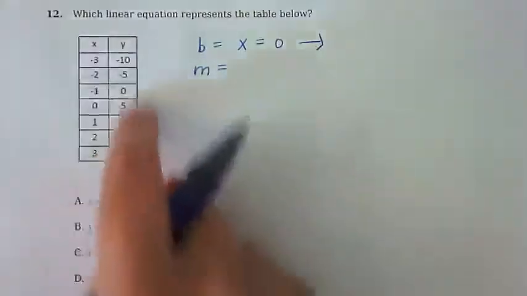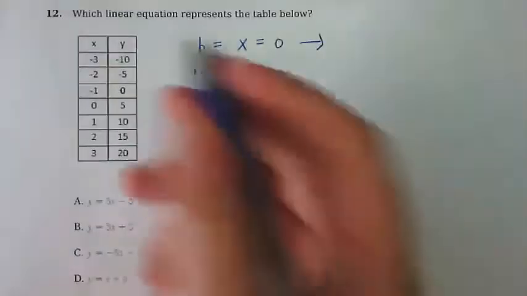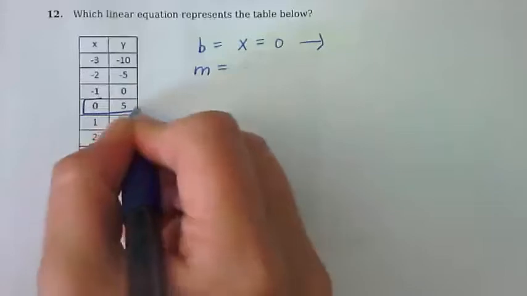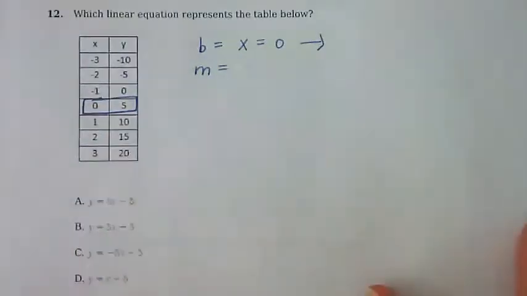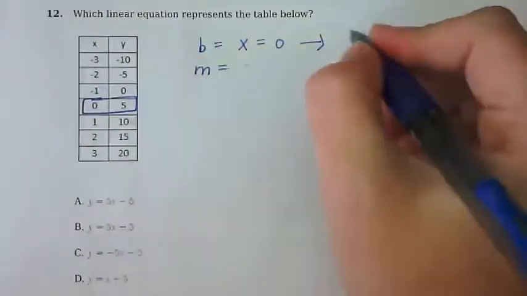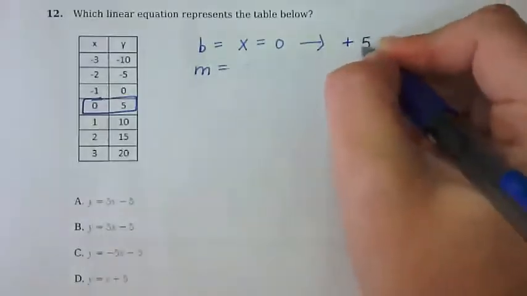So we need to find the point in our table where x equals 0. So do we have that point? Yes, we do. So x equals 0 when y equals 5. So that makes our y-intercept a positive 5.